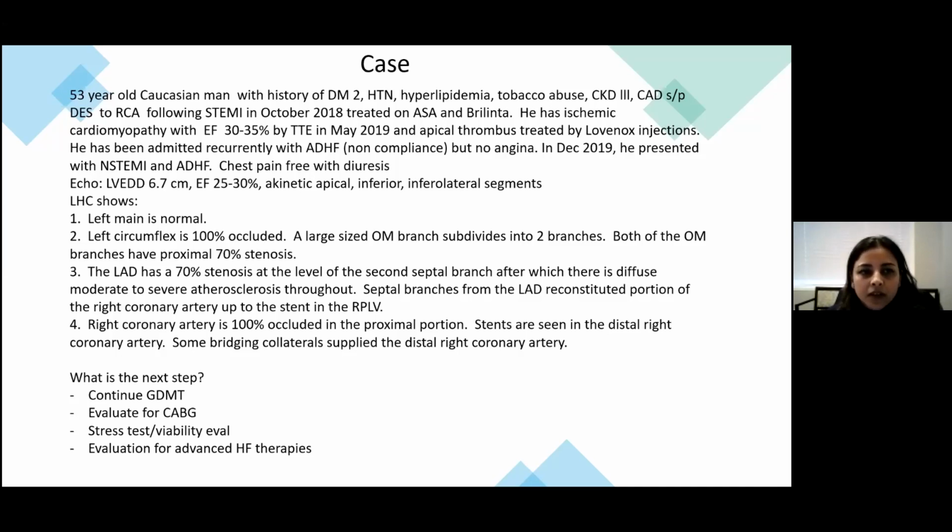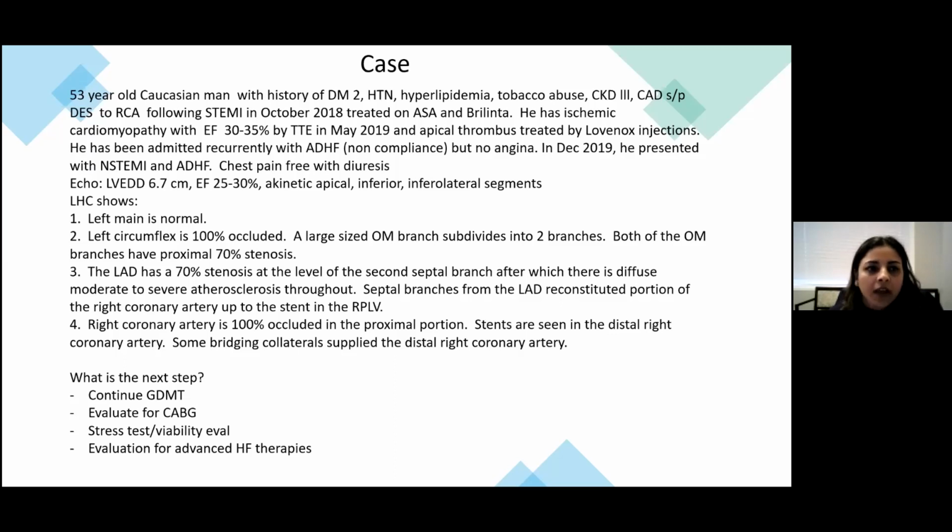He is getting recurrently admitted with acute decompensated heart failure, more so because of dietary and some medication non-compliance, but no angina. In December of last year, he presented with STEMI and acute decompensated heart failure. He became quickly chest pain free with decongestive therapy. His transthoracic echocardiogram shows moderately enlarged LV size, severely depressed EF with akinetic apical, inferior, and infralateral segments.